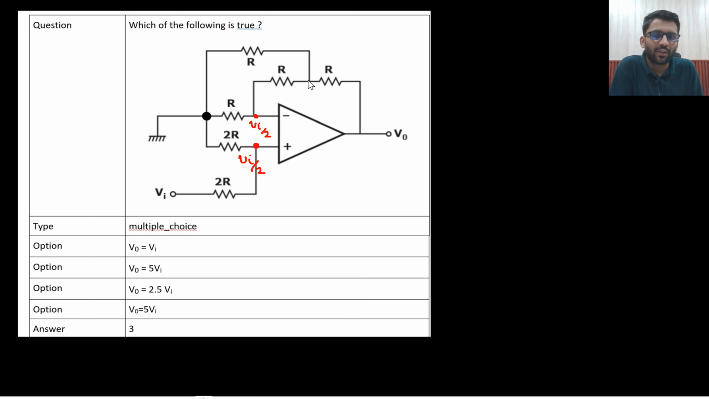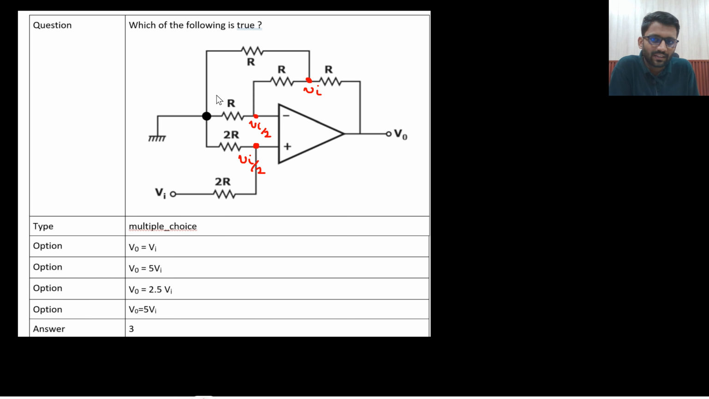Now if this is V in by 2, what this potential will be? You can again apply nodal. V in by 2 minus 0 by r plus V in by 2 minus x by r. So x value will come V in. Or you can see this is acting as a non-inverting amplifier. It is non-inverting amplifier only. So this will be V in. Now you have reached till this point. This is your V in.